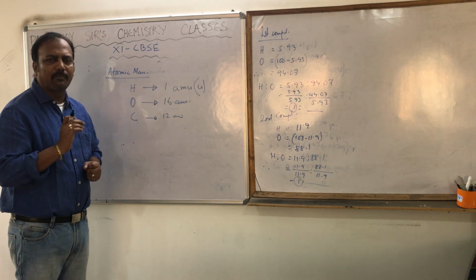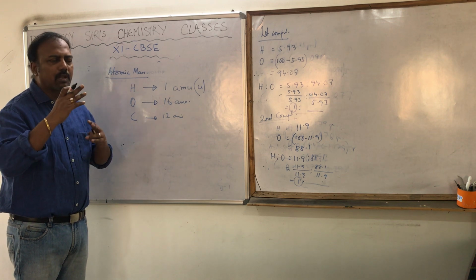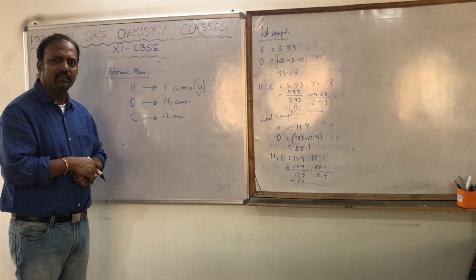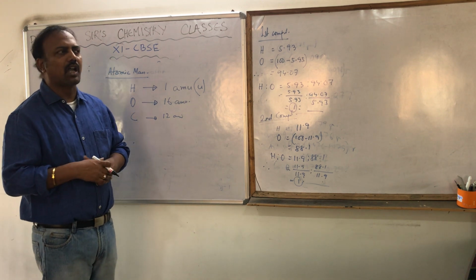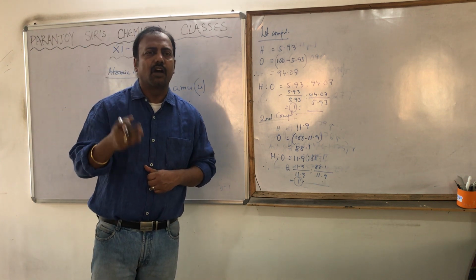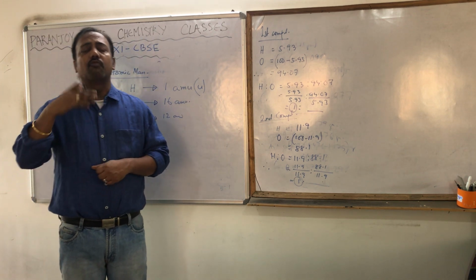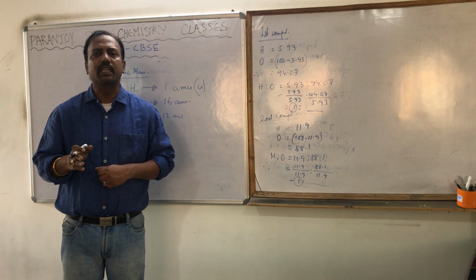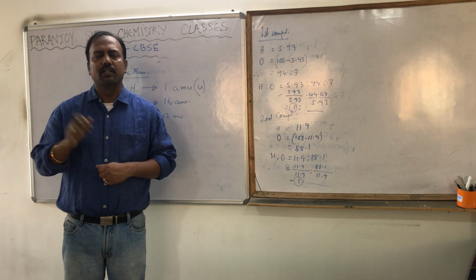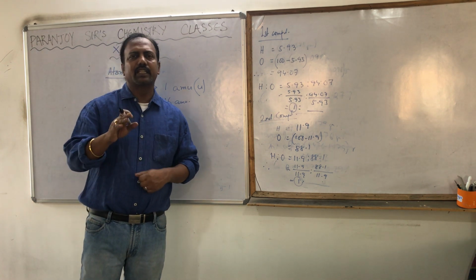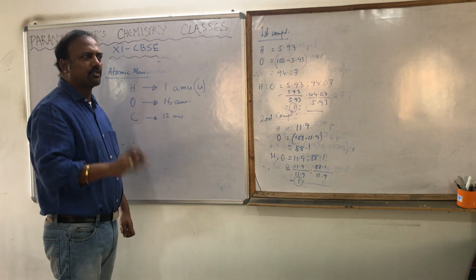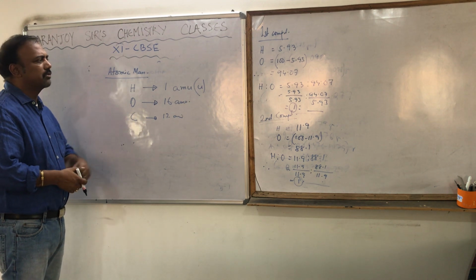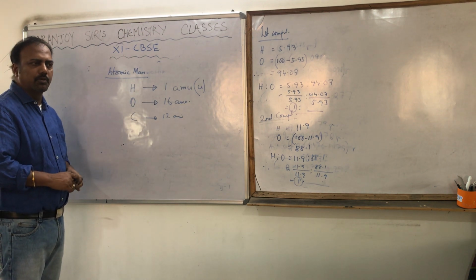So how many times the element has 1/12 of carbon's mass is the atomic mass of that element. So atomic mass of a substance is what? How much heavier the atom is than 1/12 of a carbon atom. That is atomic mass. Simply that is atomic mass. And what is the unit? The unit is AMU, atomic mass unit, which could also be represented by U.